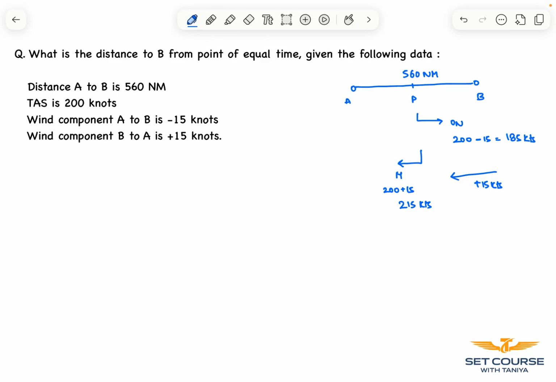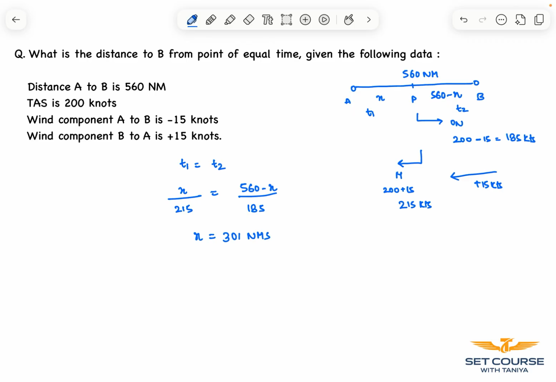Now let's take the distance A to P as x and from P to B as 560 minus x, time T1 and T2. By the definition, we have T1 equals T2, which is x upon 215 equals 560 minus x upon 185. Cross multiplying, we have our value of x as 301 nautical miles.